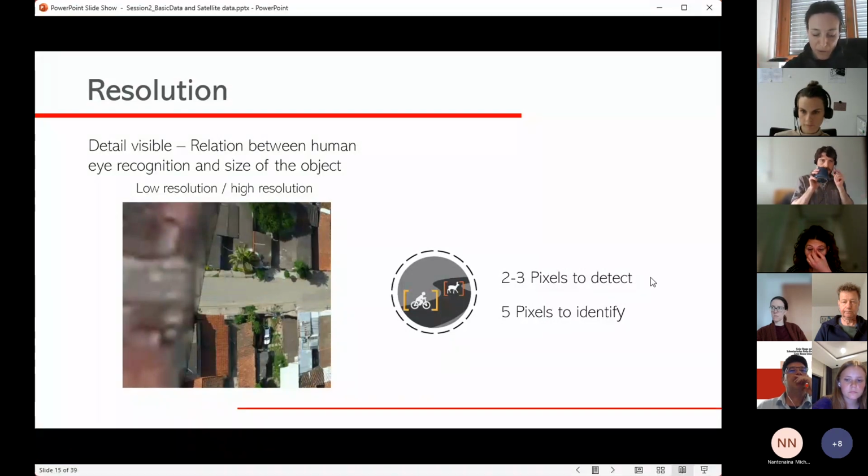Rule of thumb is that we need around 3 pixels to detect an object, so just to recognize that there is something, and we need around 6 pixels to recognize it, to be able to say, okay, this is a car. With 2 to 3 pixels it may have been a bit blurry, so yes, there is something, it could be a car, but we are not sure. And with 5 to 6 pixels, we know, okay, it's a car.